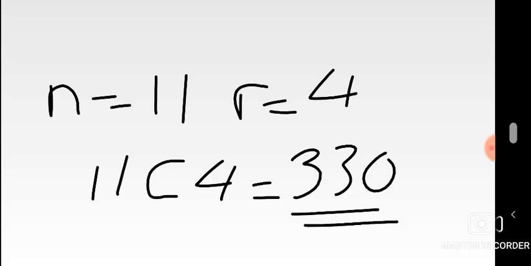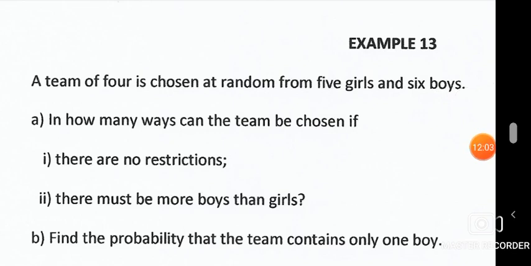That's part 1. Part 2 says what? There must be more boys than girls. So you want to find the total possible ways that there must be more boys than girls. They want to choose 4, and you want more boys than girls out of these 4. How many ways can this be done? You can either say 3 boys and 1 girl, or you can also say 4 boys and 0 girls. So that's the scenario.